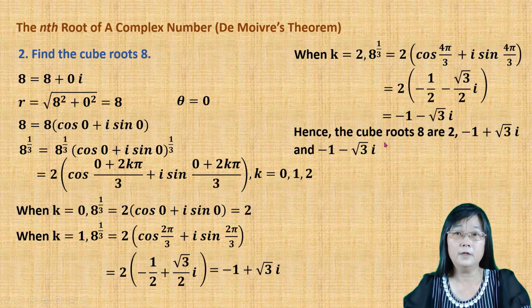So therefore, the cube roots of 8 are 2, negative 1 plus square root of 3 i, and negative 1 minus square root of 3 i.